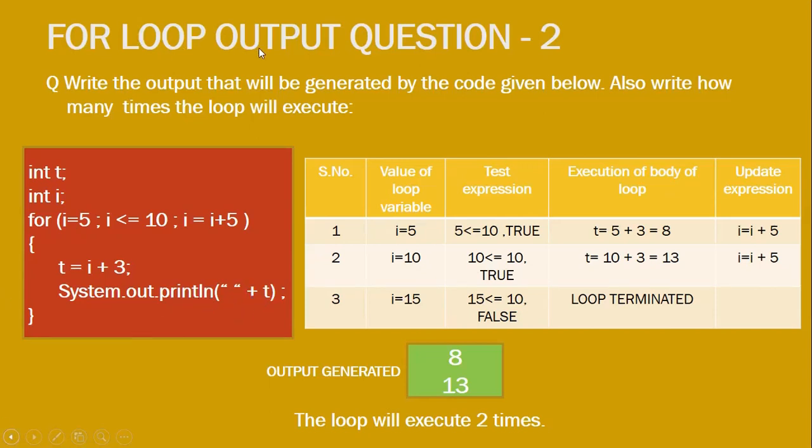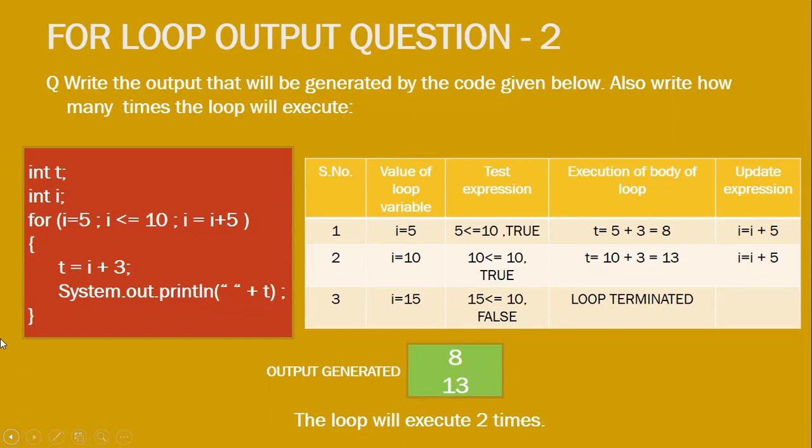So let us see how this will execute. So in the beginning, in the first step, the initialization expression will be executed and the value of I will become 5. Now next it will go to the test expression. 5 less than or equal to 10. Yes, it is true. So the loop body will be executed. So t is equal to I plus 3. So the value of I is 5. So 5 plus 3 is 8. And the statement system.out.println double quotes plus t will print the value of t, which is 8 on the screen.